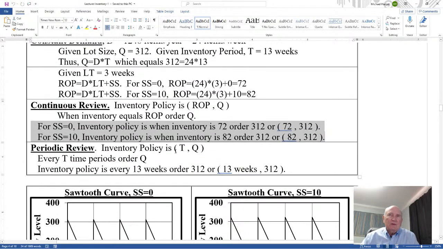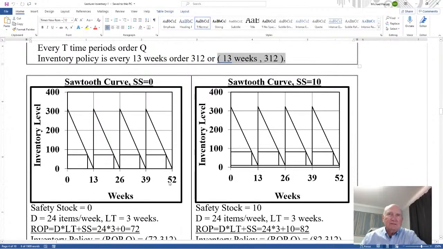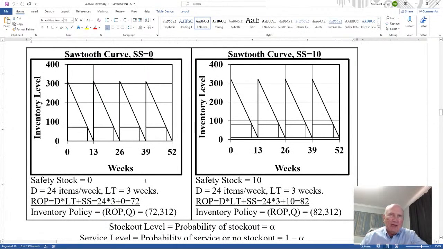Okay, the periodic review, remember, is just T, Q, where every T time period, order Q, where T is the inventory period. So in this case, our inventory period is 13 weeks. So the inventory policy is every 13 weeks, order the lot size or order quantity of 312, or 13 weeks, 312. So notice when you have an inventory policy that's two numbers, it's continuous review. When you have an inventory policy where the first value is time, you have a periodic review. Okay. So let's see the concept and relationships from graphs.